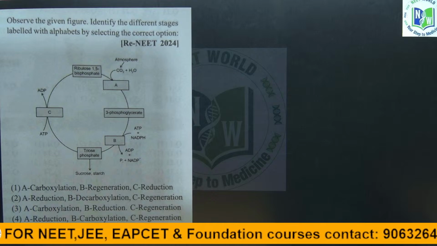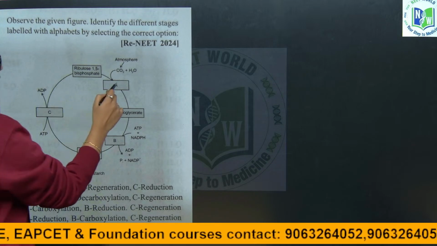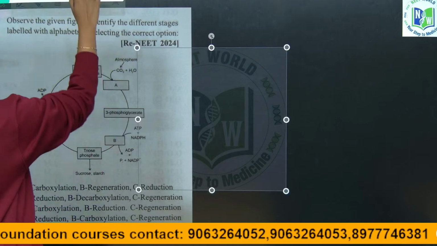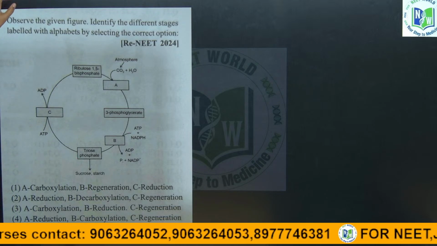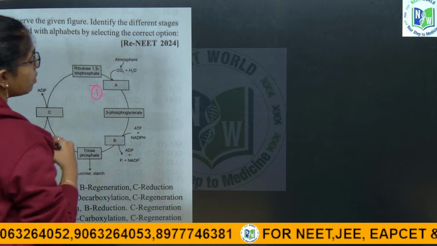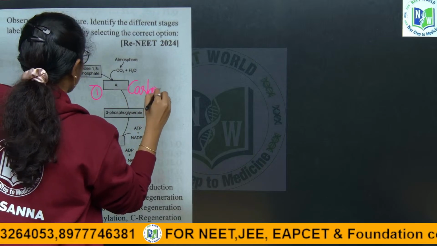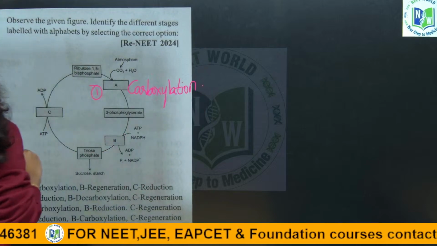Here, based on this image, he is asking us to identify what A, B and C are. It is based on the Calvin cycle. See how important the Calvin cycle is. If you see it clearly, the first step of the Calvin cycle, which is the most crucial step, is carboxylation. Carboxylation is the first step.